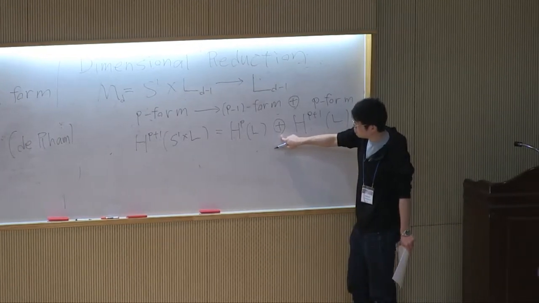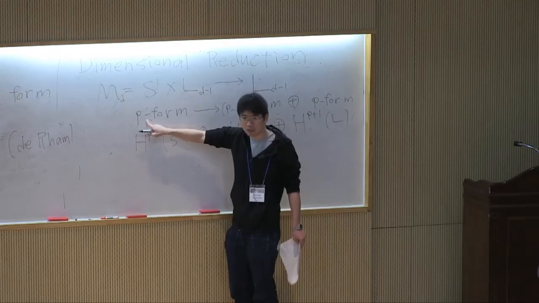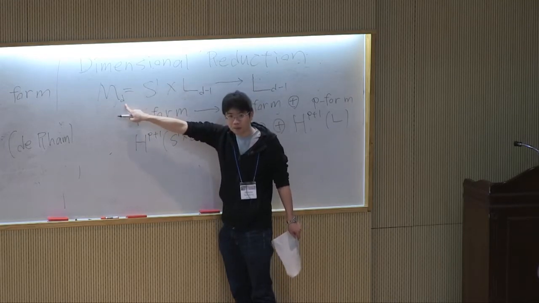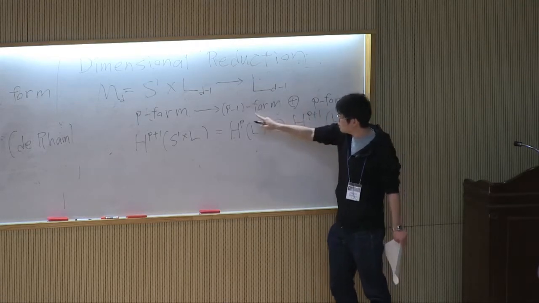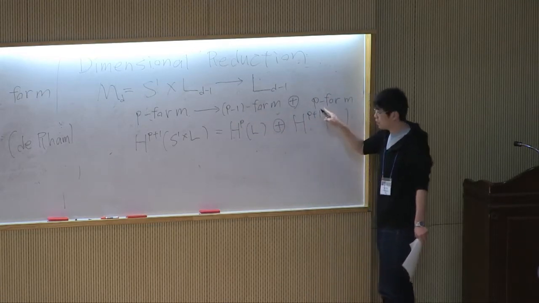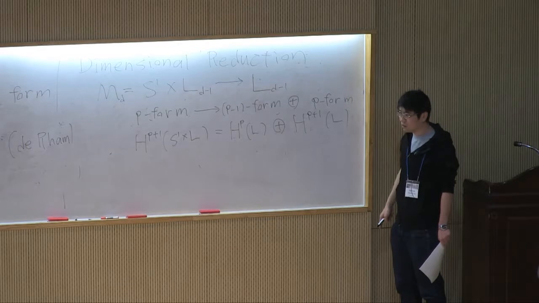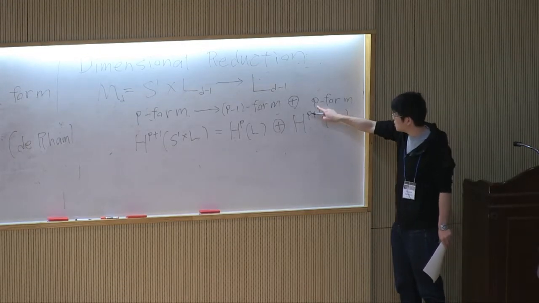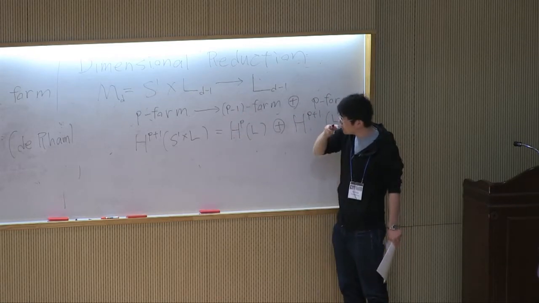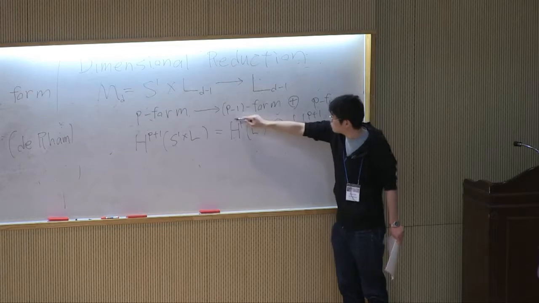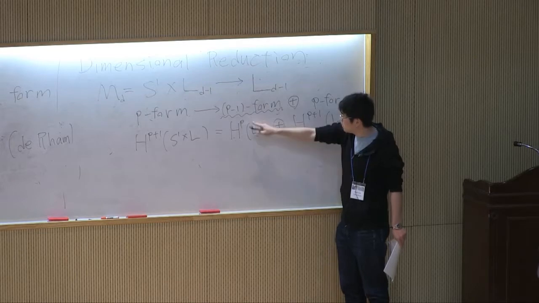So this is a mathematical statement, and the physical consequence is that if we have p-form symmetry in d dimensions, then after S1 compactification, we get both p minus 1 form symmetry and p-form symmetry. So in the usual symmetry, namely usual zero form symmetry, this p is just zero, so we don't get this p minus 1. But in the case of higher form symmetries, we also get this non-trivial factor, p minus 1 form.